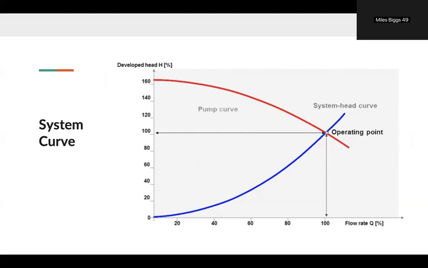The axes are the same as the pump curve. The curve shape is typically upward sloping. As flow increases, the head required by the system also increases. Friction losses are what's causing the head to increase. As flow increases, the friction losses in the pipes, fittings, and valves also increase, requiring more head.